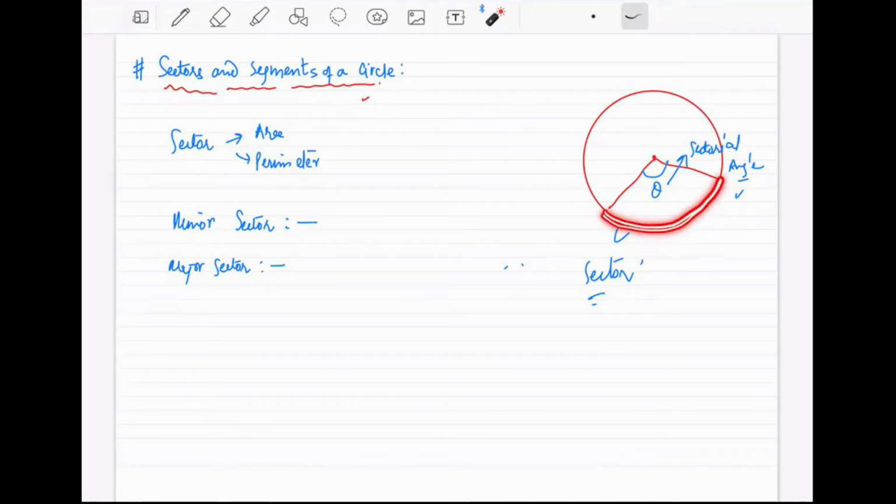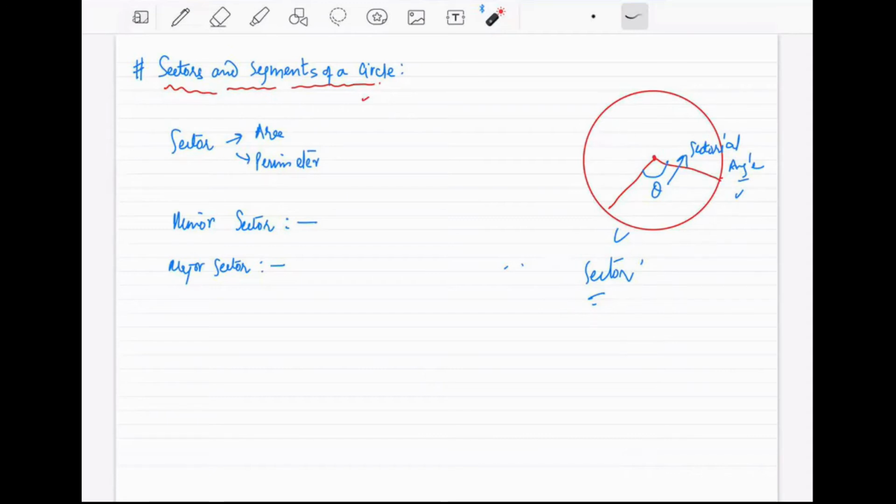This part right here is called the arc, right? If you take any part of the circumference itself, this is called the arc. So when you take away a sector, there is a certain part right here which is called the arc of the sector. How long is the arc also? That will depend on the sectorial angle. You have to understand that. So in a sector, you need to keep in mind what is the radius and what is the sectorial angle.